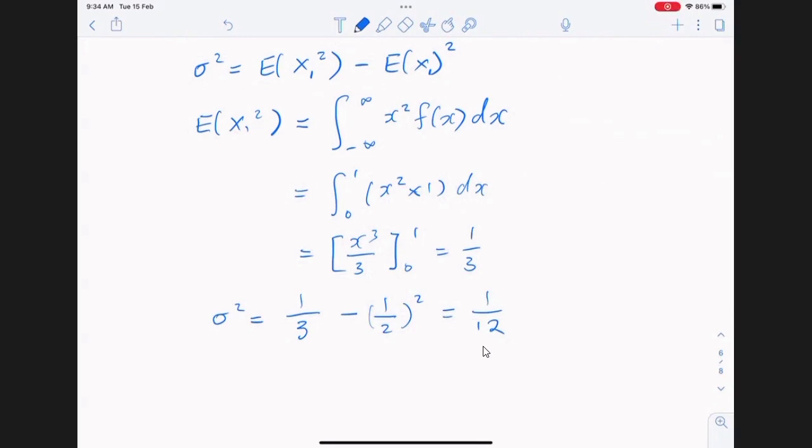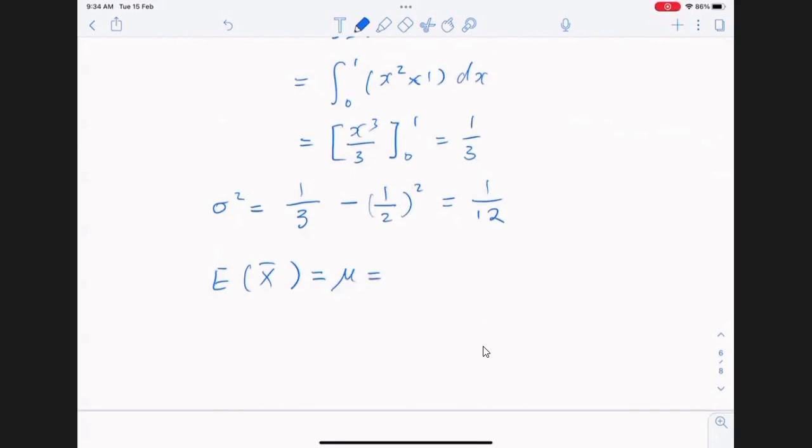So that finally, we know that the mean of the sample mean is equal to the population mean. The variance of the sample mean is equal to the population variance divided by the sample size, equal to 1 divided by 120. So this is how we get this answer from this question.